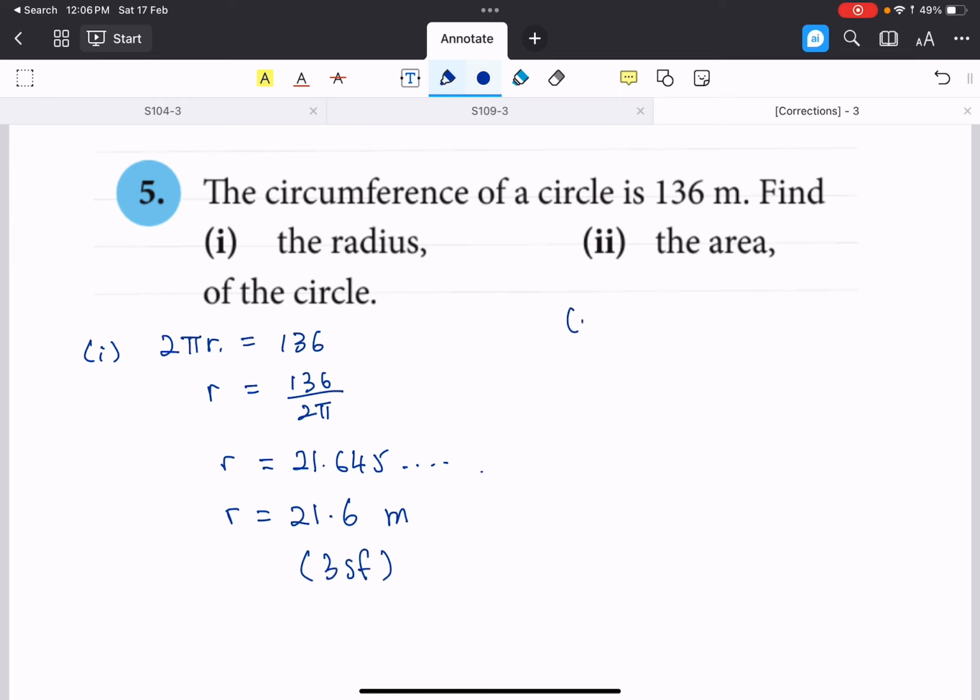Okay. Now the same idea will happen here. This time around, we want to find the area. And we know that the area of a circle is pi times r squared. Now, same idea, we should not use the 21.6 as my r. Instead, we should use the value before it was rounded off. So I will just put this instead, 136 over 2 pi. I have the calculator, so it shouldn't worry me too much as long as I punch the value into my calculator carefully and correctly.